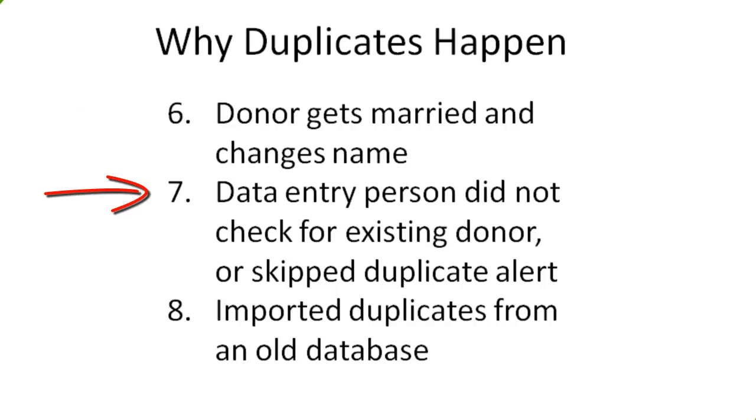Number six, sometimes a donor gets married and changes their name. Number seven, sometimes when you're entering a donor, you don't check to see if it exists already, or you skip the duplicate alert, sometimes accidentally. Number eight, if you have an old database that you imported into DonorWise, it's very possible that there were duplicates in there because old systems often did not check very effectively for duplicates.